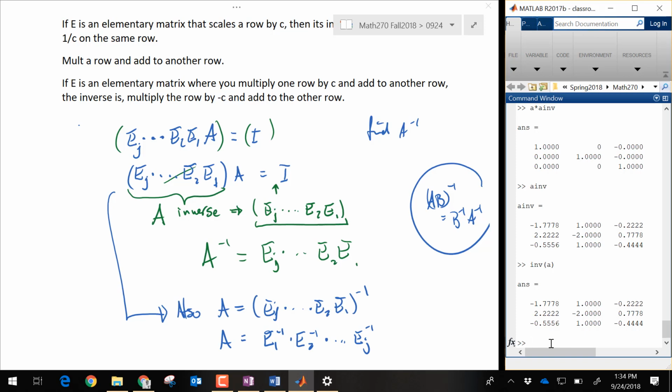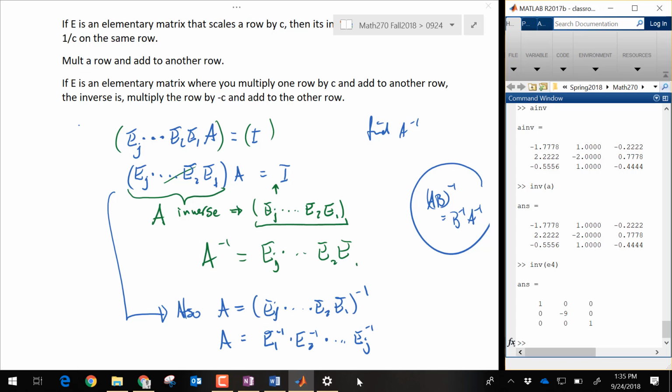INV, open parentheses, E4. So we found the inverse of A using the elementary row operations, but we also found it by just quickly, easily typing INV. So if I want the inverse of all the other ones, INV E4, for example, we can find that a lot quicker.